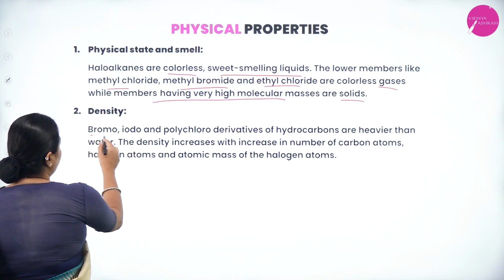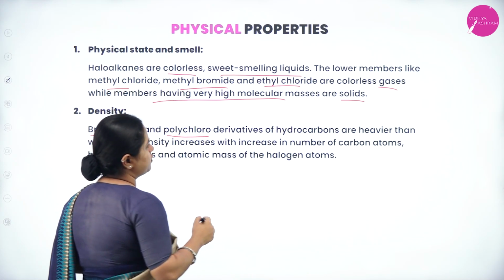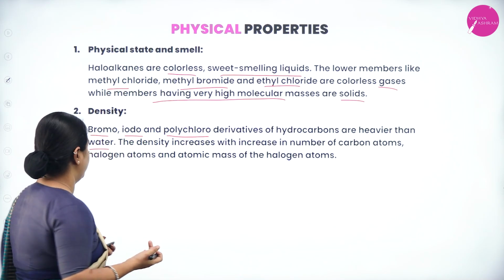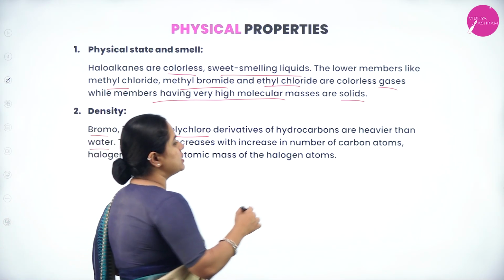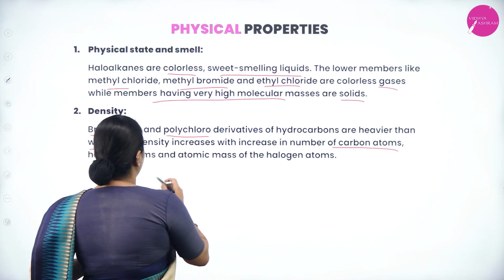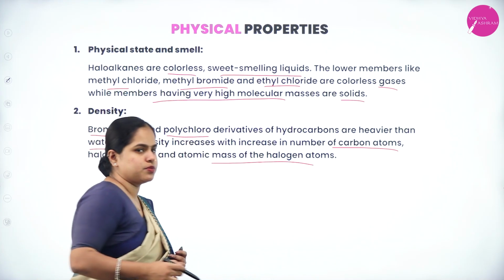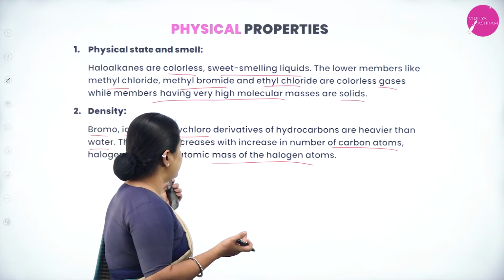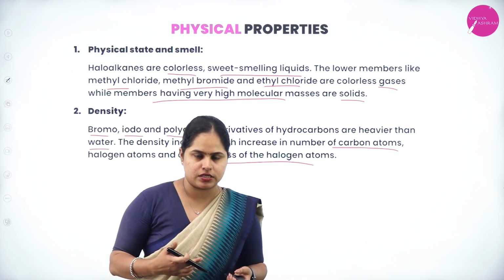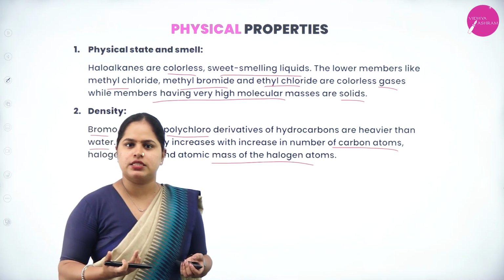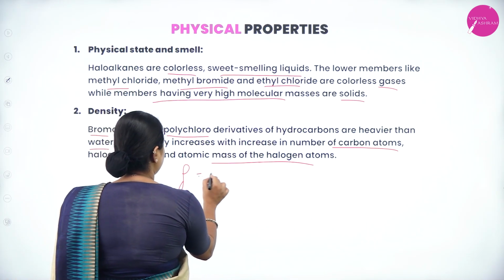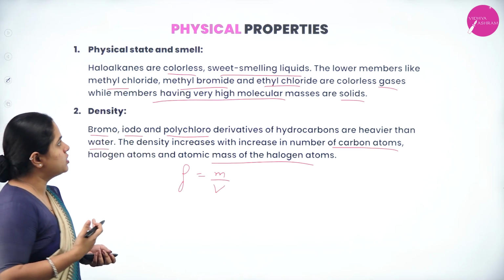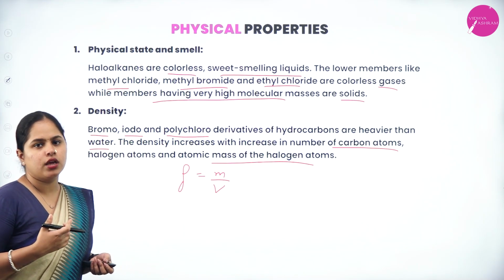And density: bromo, iodo and polychloro derivatives of hydrocarbons are heavier than water. The density increases with increase in number of carbon atoms, halogen atoms and atomic mass of halogen atoms. So as the number of halogen atoms and carbon atoms increases as well as the atomic mass of halogen atom increases, what happens? The density also increases. What is density? Density is mass by volume, right? So when the mass increases, density also increases. Clear? So these are the physical properties in general of haloalkanes.